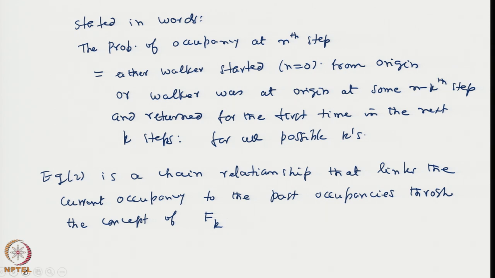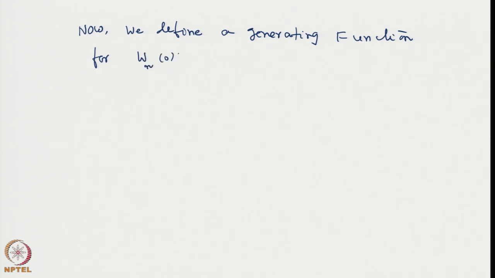To proceed further, we define a generating function for the occupancy probabilities for WN0. This is basically a step sum type generating function. Just to distinguish, I would like to call it a step term sum GF instead of the site sum GF, which we discuss very often.